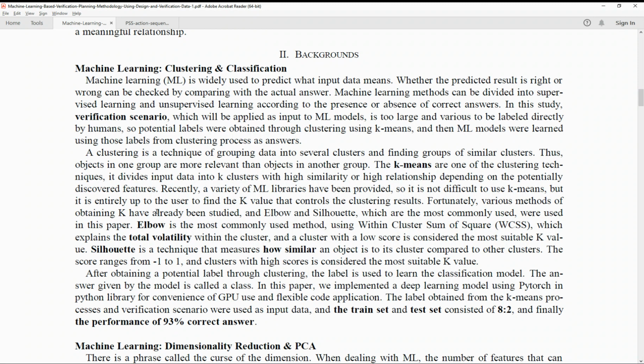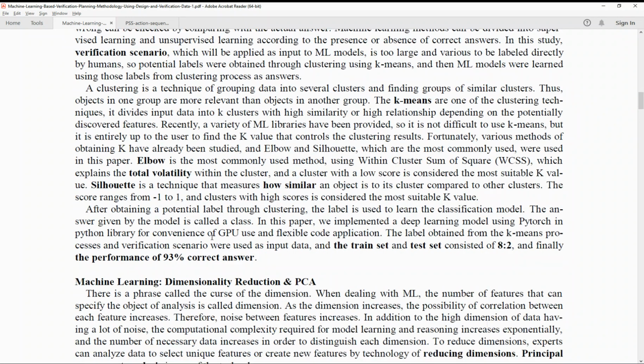Elbow is the most commonly used method, using the within-cluster sum of squares (WCSS), which explains the total variance within the cluster, and a cluster with a low score is considered the most suitable k value. Silhouette is a technique that measures how similar an object is to its own cluster compared to other clusters. The score ranges from -1 to 1, and a cluster with a high score is considered the most suitable k-value.